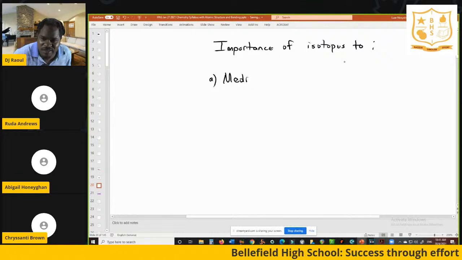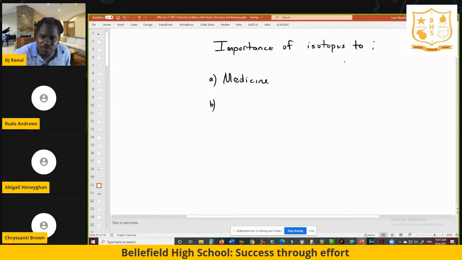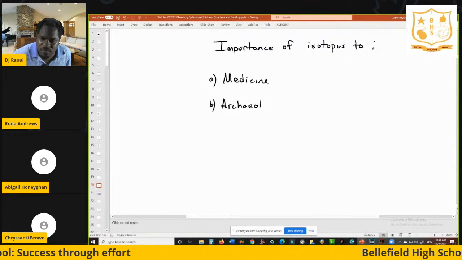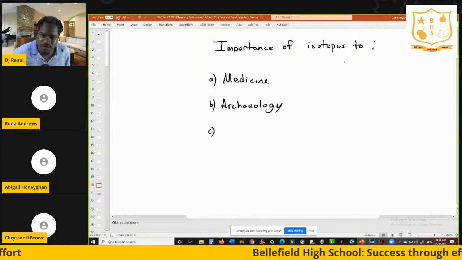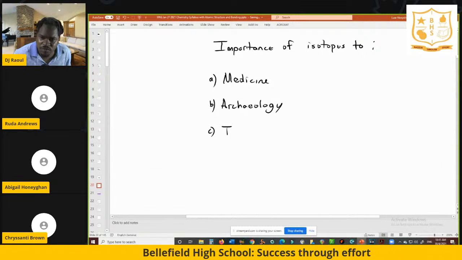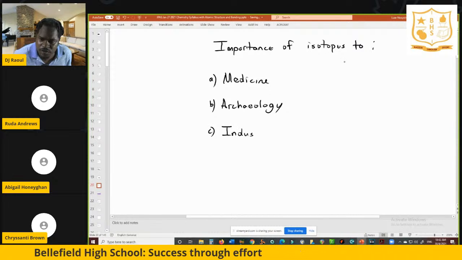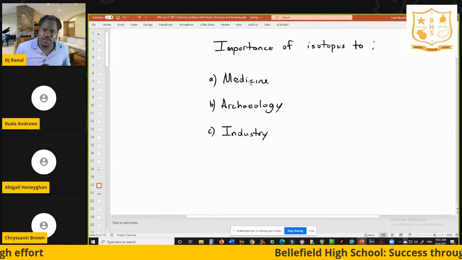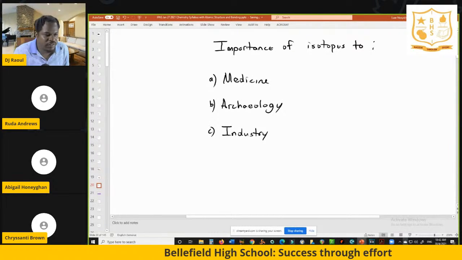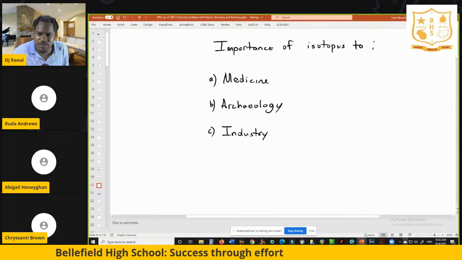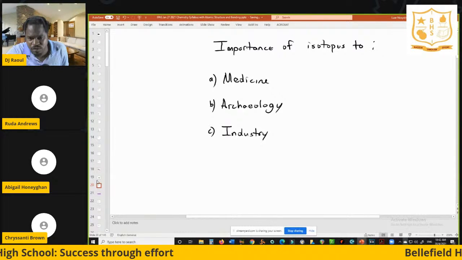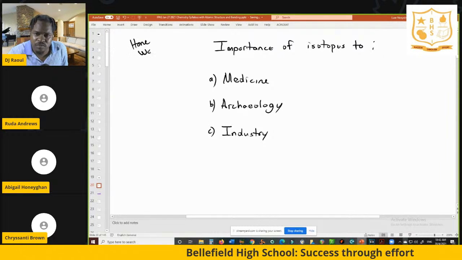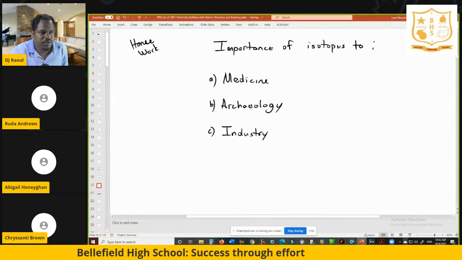So we have medicine, archaeology, and of course industry. All right. So these are the three uses of isotopes. Look for them. That's your homework, and that would be for me.